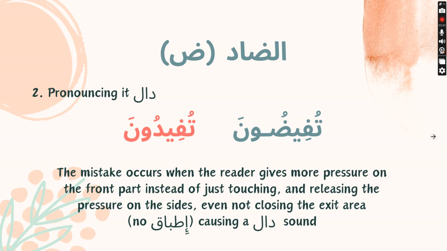What is the second mistake that can occur? The second mistake is to pronounce the dad as a dal. And actually this is a very common mistake. Instead of saying tufiduna, and just make sure you don't make tafkhim for the letter ta, so it doesn't become tufi, getting ready for the dad. It is tu.